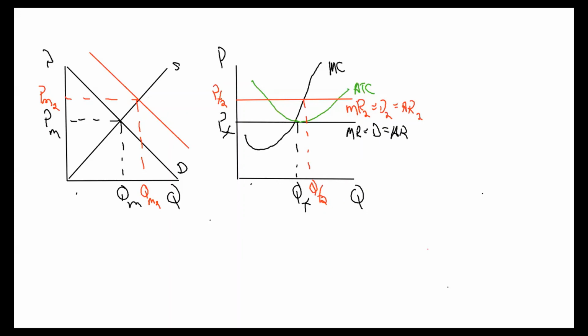D, as the industry adjusts to a new long-run equilibrium, what will happen to the number of firms in the industry, and explain. In this case, the number of firms is going to increase because of the existence of short-run profits. Initially, there's going to be an increase in profits, and it's going to lead more firms to the industry.